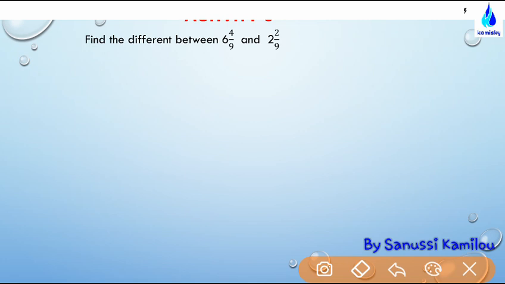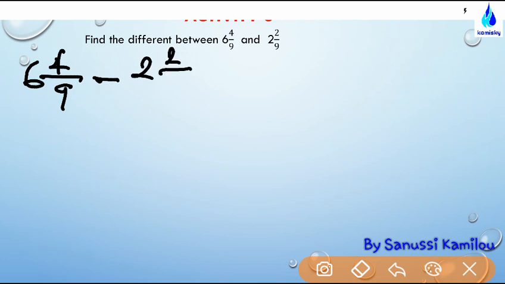Let's go. We are having 6 whole number 4 over 9, minus 2 whole number 2 over 9. Very good.